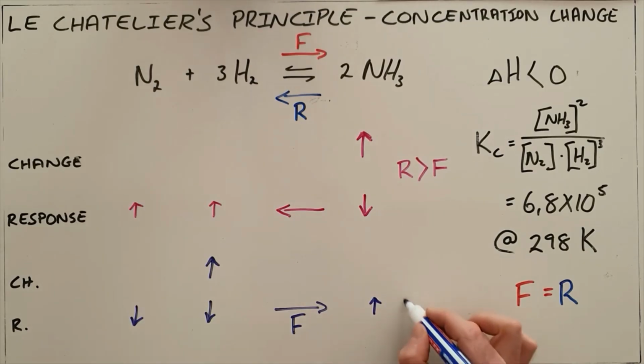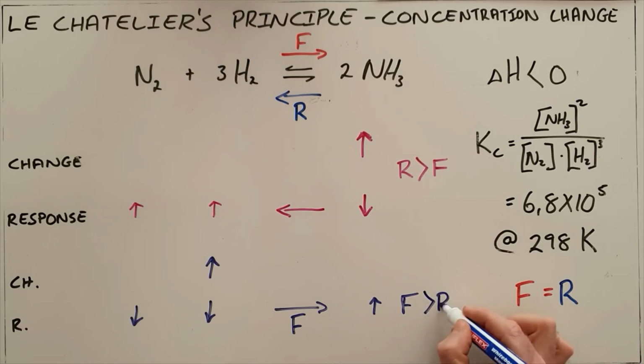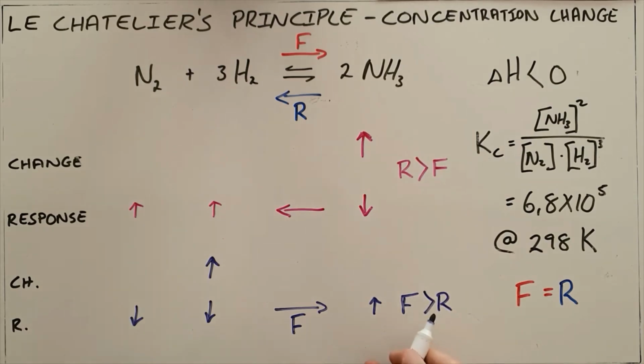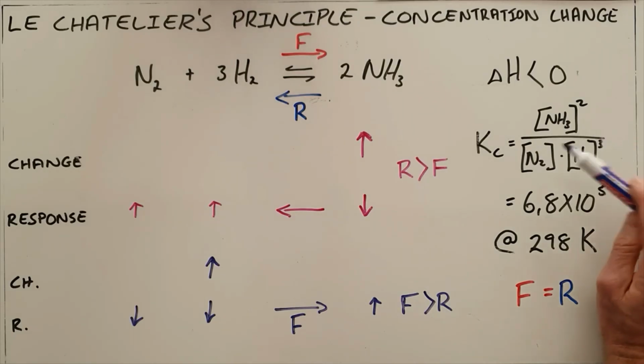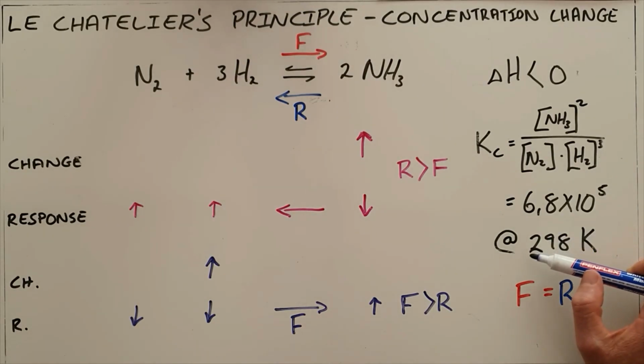So for this brief period of time, the forward reaction is proceeding at a faster rate than the reverse reaction, once again until equilibrium is re-established, at which point the forward reaction rate is equal to the reverse reaction rate. And because all of these reactions happen in a fixed ratio, the same Kc value will be re-established because the only change that can affect Kc is a temperature change. So Kc will remain constant as long as the temperature remains constant.